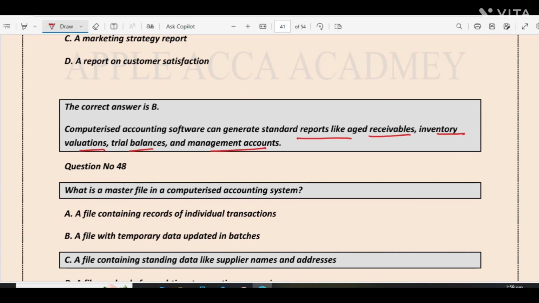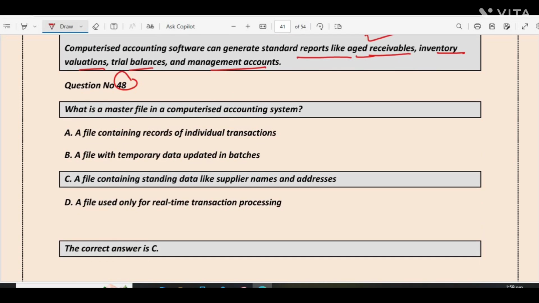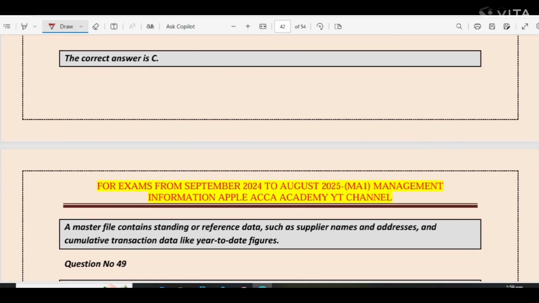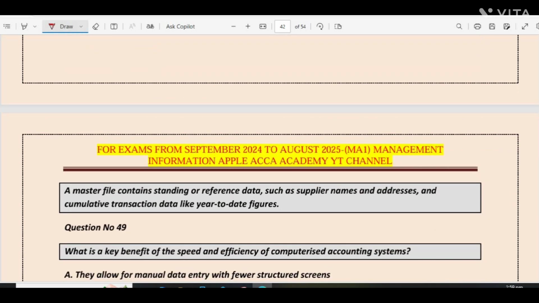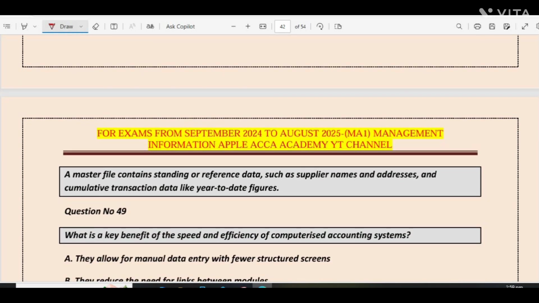Now 48, you see what is the master file in a computerized accounting system. So a master file is basically a file that contains standing data like supplier name, address. They are in static form. They are not changed. They are not dynamically working. They are standing data, and they are very rarely updated, because it may not happen that every month or every year the company changes their name or addresses. So it must be the standing reference data, supplier name, addresses, and computer transaction data like year packet.